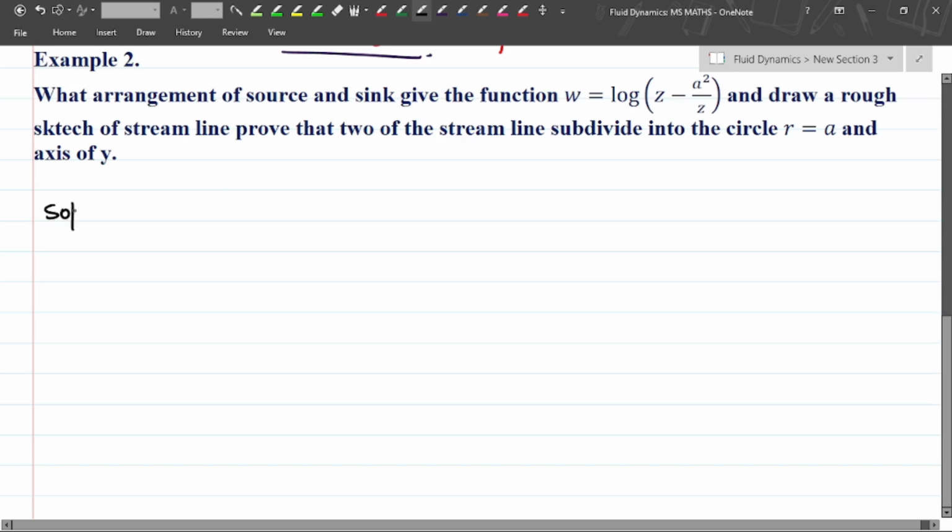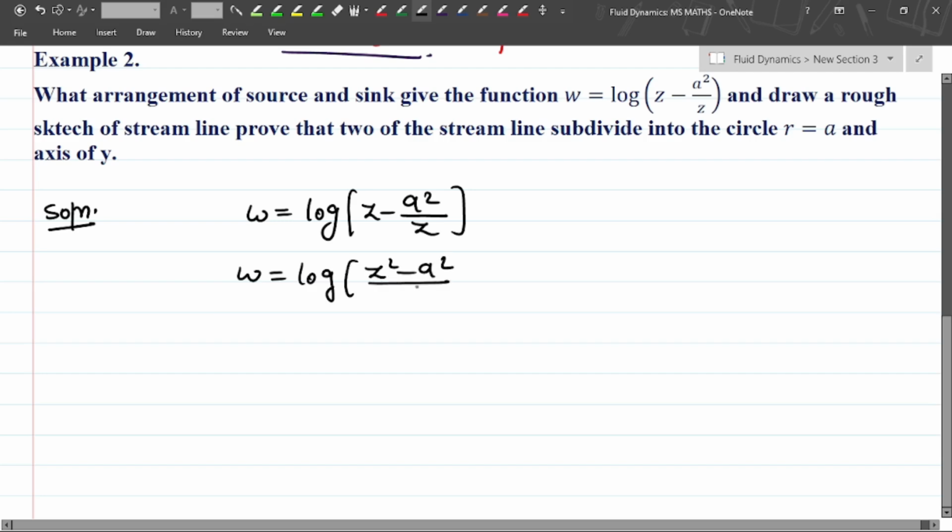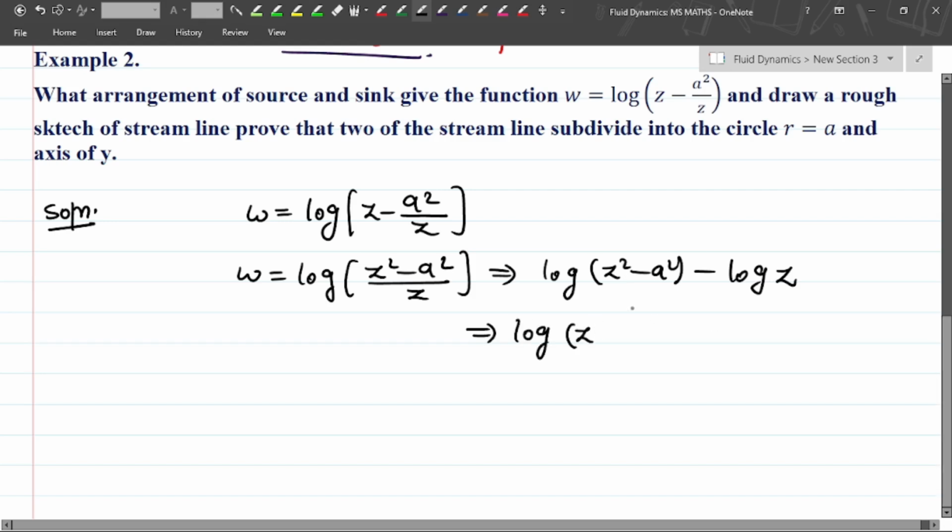On solving this question, the complex potential function is log of z minus a square upon z. So W is equal to log of Z square minus A square upon Z, and by the logarithmic property, I can write it as log of Z square minus A square minus log of Z. Further, I can write it as log of Z plus A into Z minus A minus log of Z.